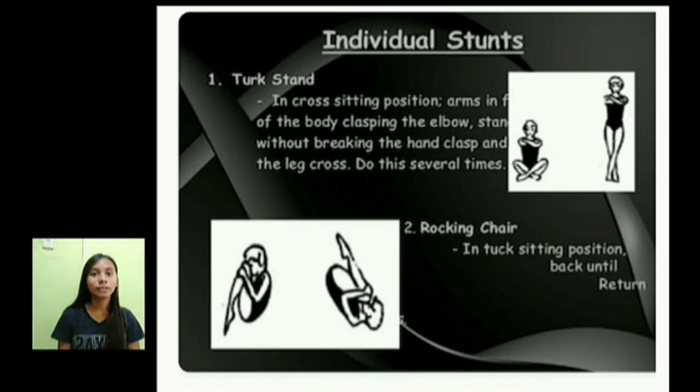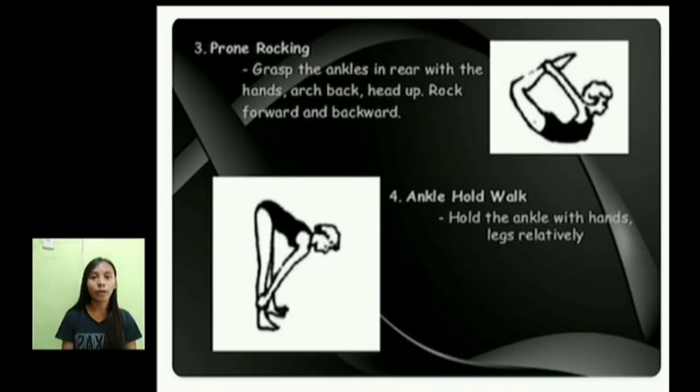Individual stunts. First is the turk stand. In a cross-sitting position, arms in front of the body, clasping the elbows, stand without breaking the hand clasp and the leg cross. Do this several times. Second is the rocking chair. From a sitting position, rock back until return. Next is the prone rocking. Grasp the ankles from the rear with the hands, arch back, head up, and rock forward and backward.